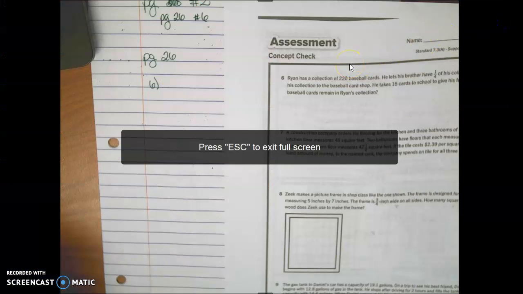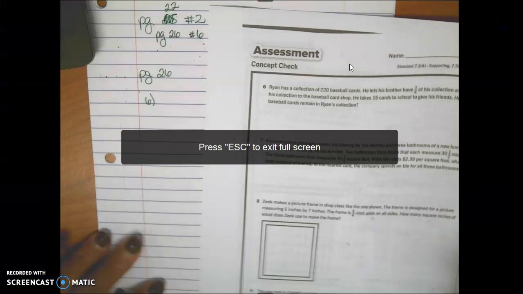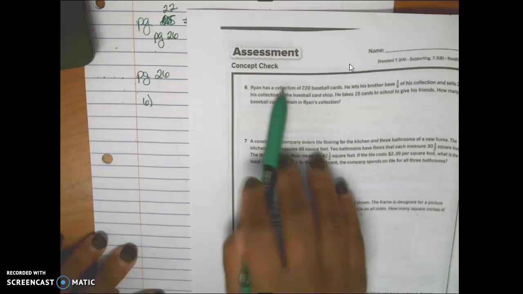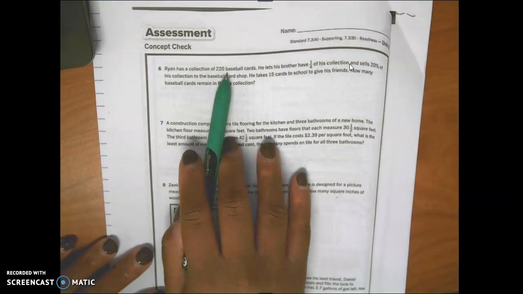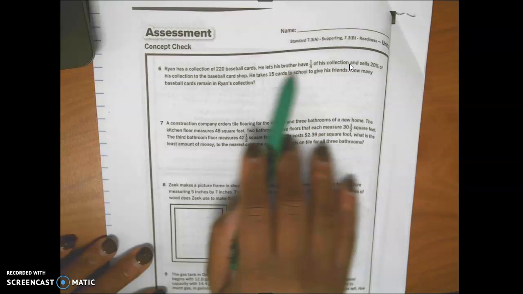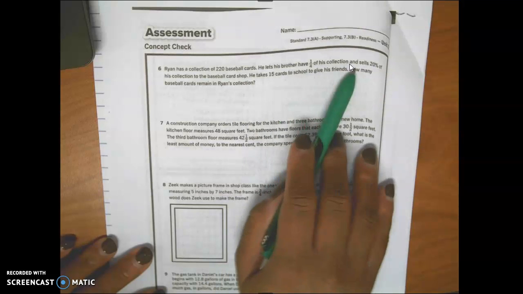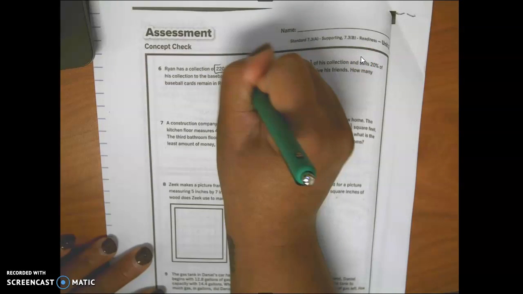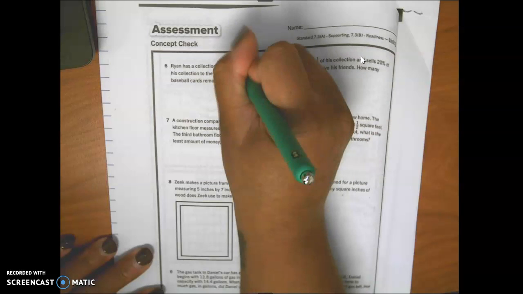I'm going to record question 6. All right, so page 26, question 6. It says Ryan has a collection of 220 baseball cards. He lets his brother have 1/4 of his collection. So these are all of his cards, which is the total.